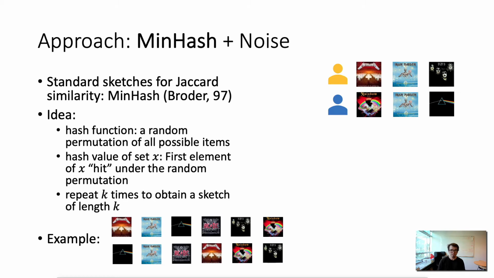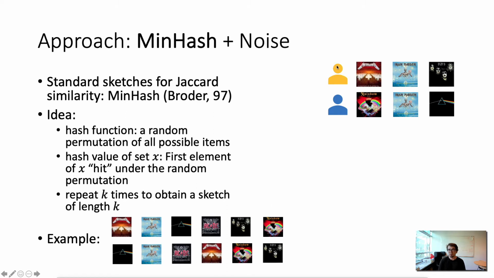And the idea, we also do it with the example here, is that there is a hash function, and the hash function is just a random permutation of all possible items. So in the beginning there were 6 albums, and this permutation here, from left to right for example, is our first hash function. This permutation here is our second hash function.